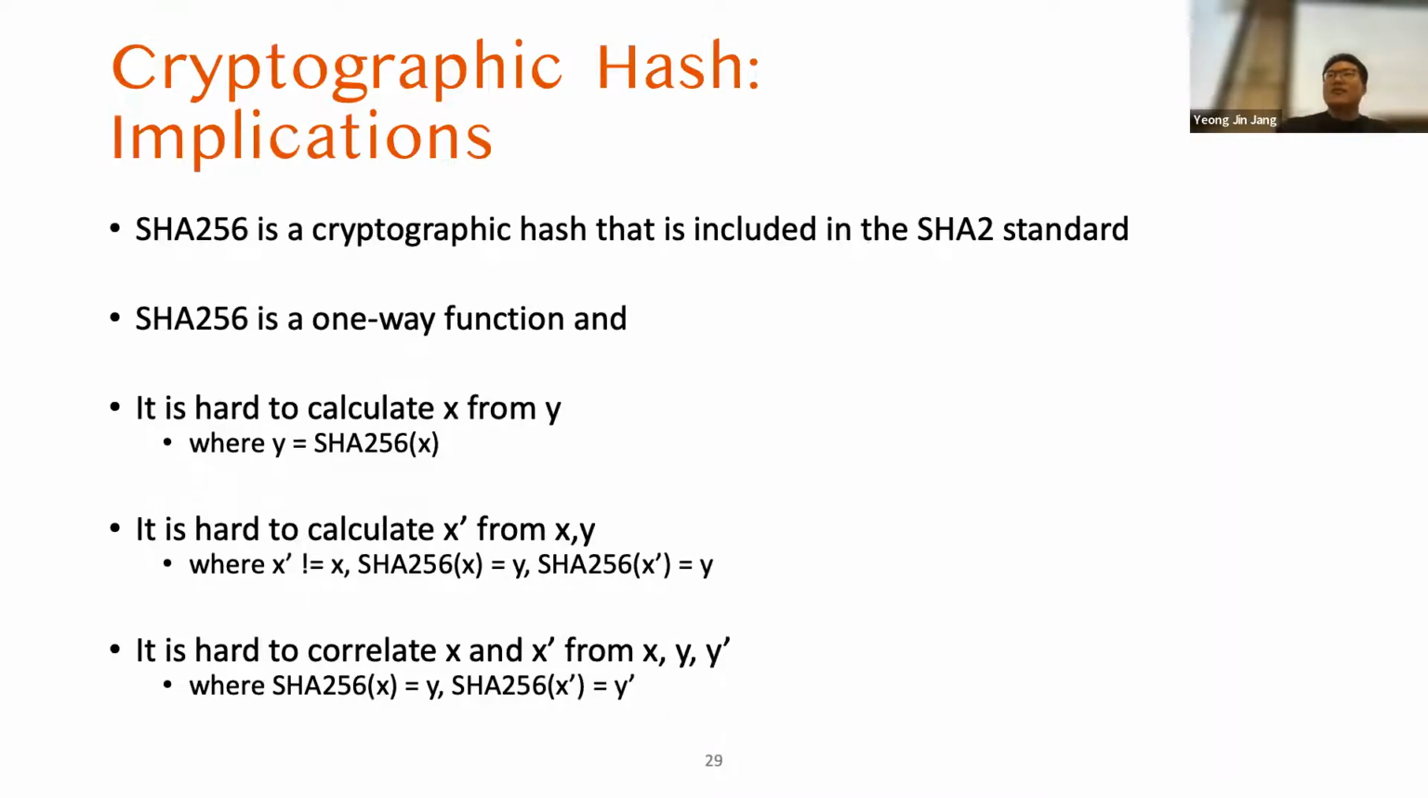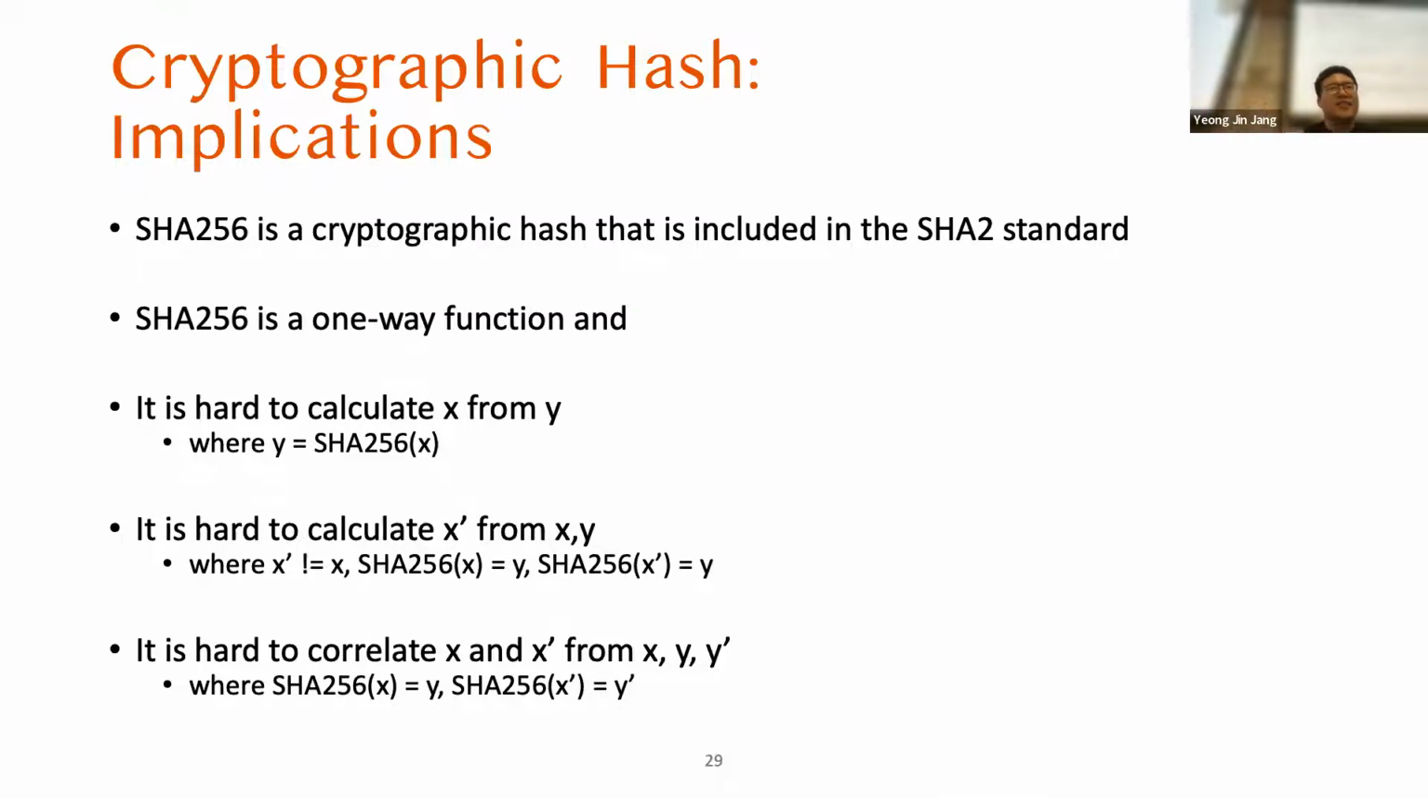So the implication of SHA-256 is that it is a cryptographically designed hash function, and it is included in the SHA-2 standard. This is a one-way function, unlike a block cipher, which is a two-way function, so we can always get the inverse. The inverse is decryption. But in a cryptographic hash, we are not encrypting or decrypting.